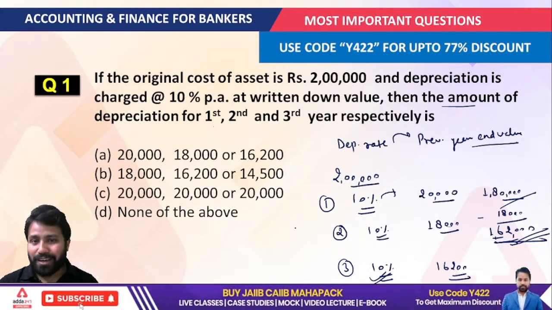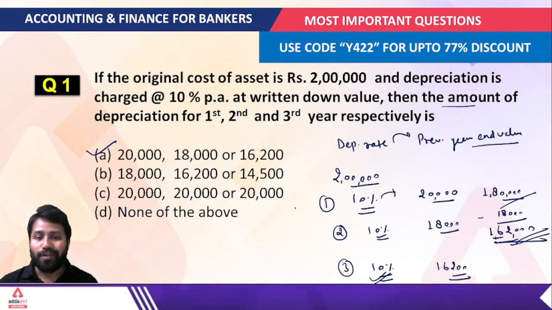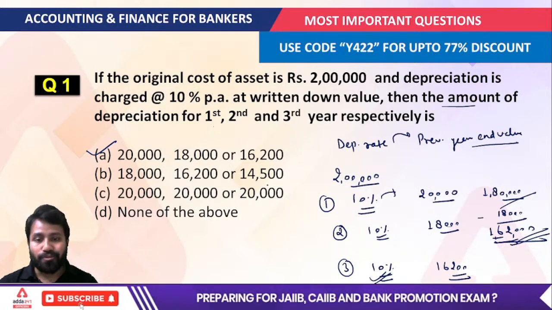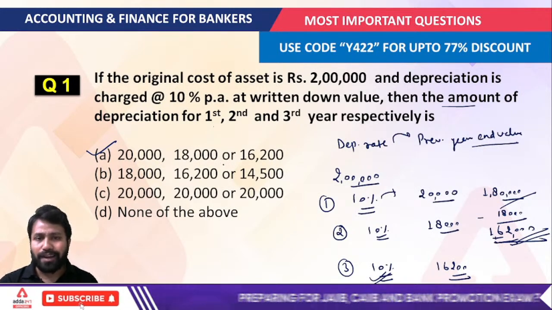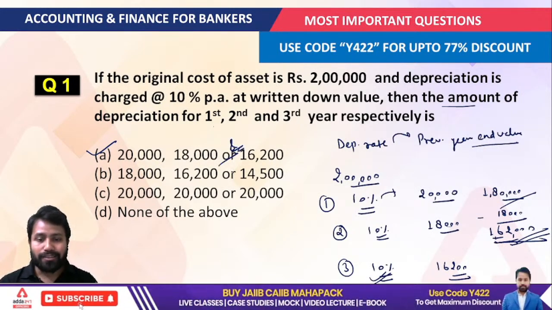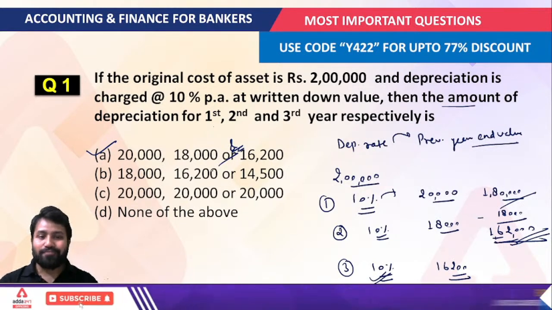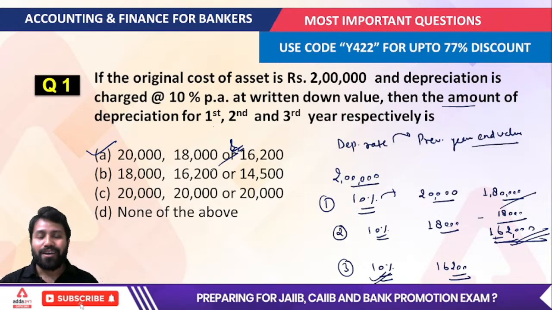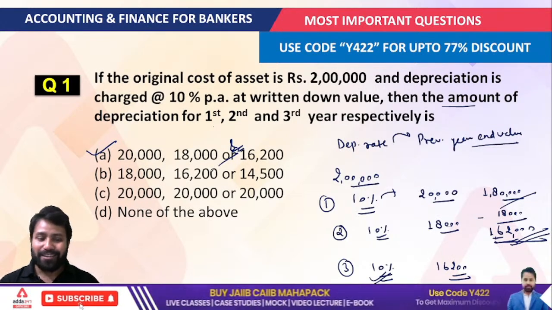So what would be the correct answer for this? You will say 20,000, 18,000 and 16,200. Instead of the word or, you can just write and 16,200. I am hoping that you guys are understanding how to solve the questions of the written down value method. Okay, next question.